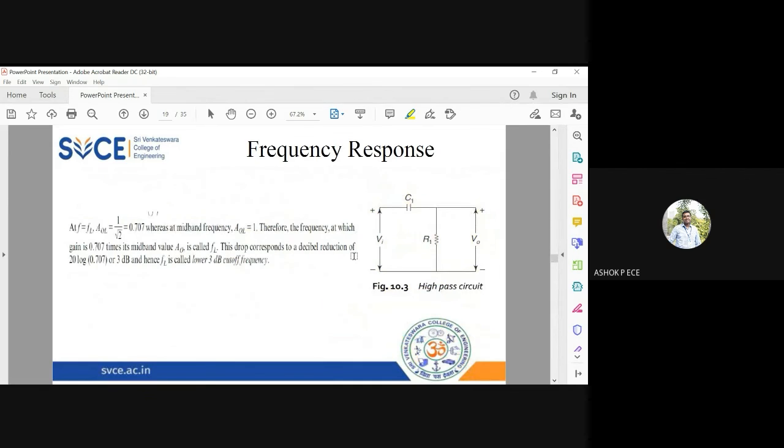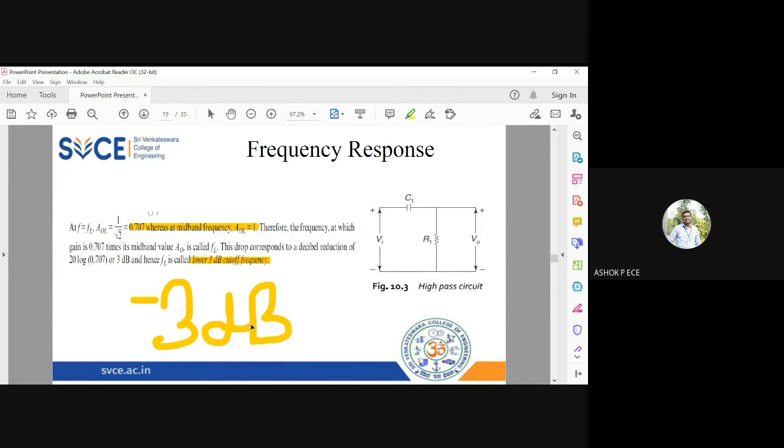Similarly in the high frequency also. This cutoff frequency is also given one more name, called 3 dB frequency. Because at the cutoff frequency, the gain is going to be 1 by root 2 times the maximum value, so it is 0.707 times the maximum value. If you take the logarithm of 1 by root 2, it will come to minus 3 dB. That is why this frequency is called the 3 dB cutoff frequency.